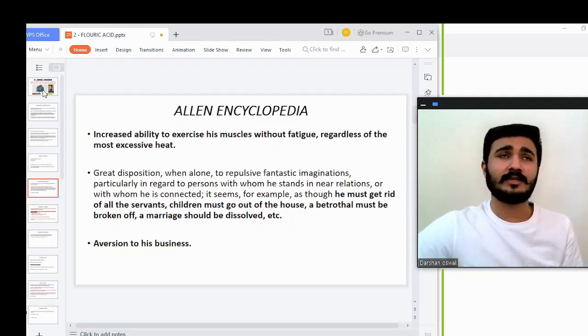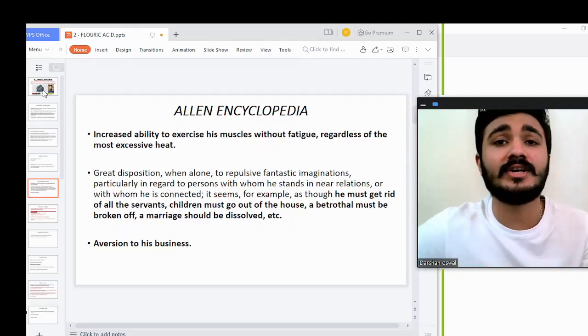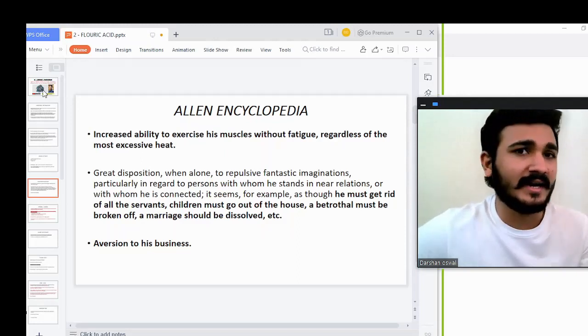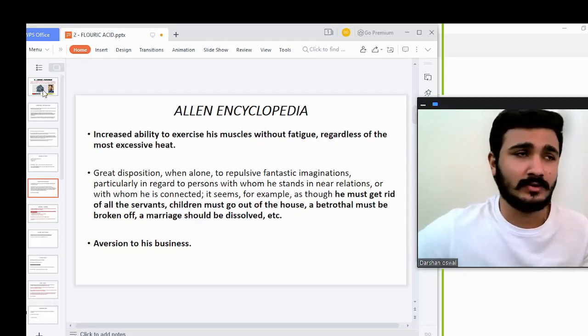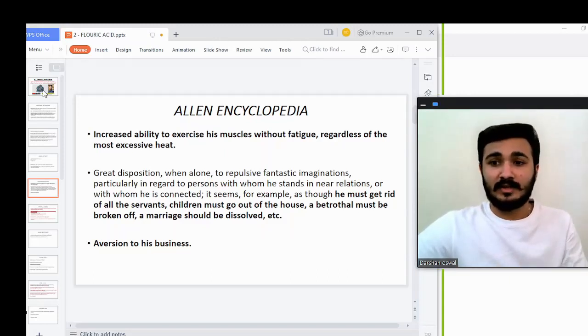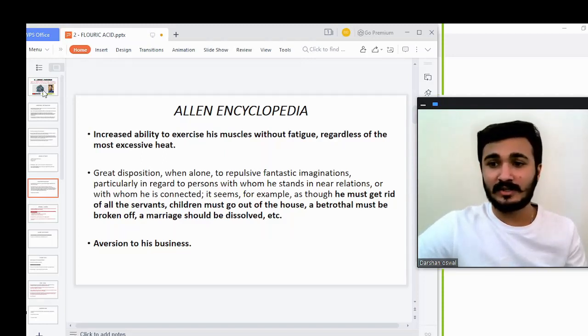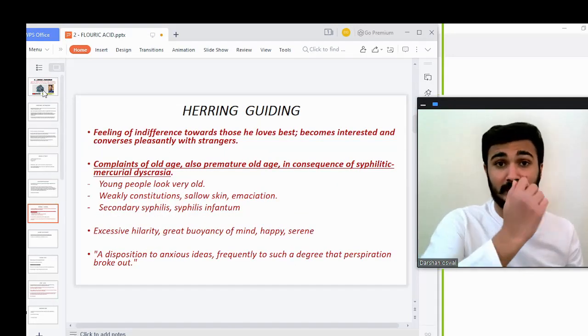This medicine, fluoric acid, doesn't want the near and dearest relations. It doesn't want the child, the wife, or the husband or parents, the job people, your employees. It doesn't want the nearest of relations, as though he must get rid of these relations. The servants, the children, they must go out of the house. Betrothal, that is marriage, must be broken off. It should be dissolved. And there is aversion to business.